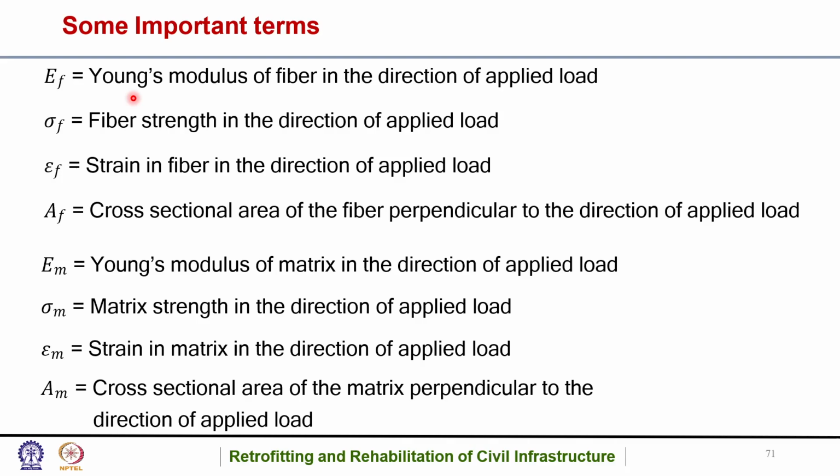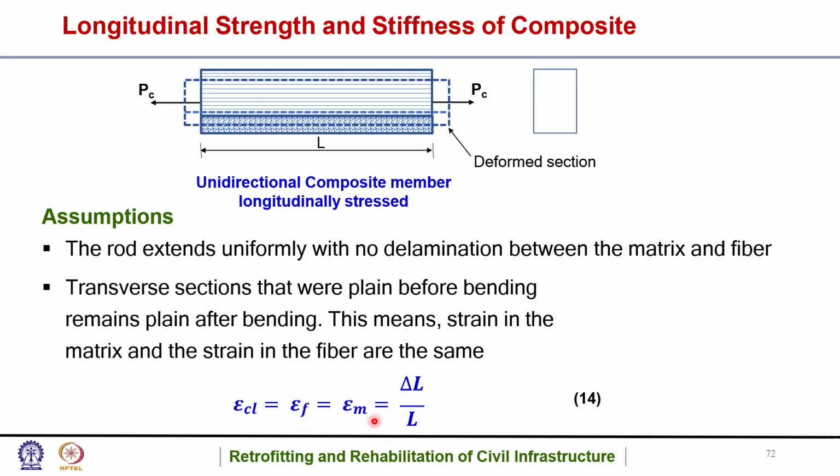Similarly, EF will be Young's modulus of fiber in the direction of applied load. Sigma F is equal to fiber strength in the direction of applied load. Epsilon F is strain in fiber in the direction of applied load. Capital AF is cross-sectional area of the fiber perpendicular to the direction of applied load. Capital EM is Young's modulus of matrix in the direction of applied load. Sigma M is matrix strength in the direction of applied load. Epsilon M is strain in matrix in the direction of applied load. And capital AM is cross-sectional area of the matrix perpendicular to the direction of applied load.